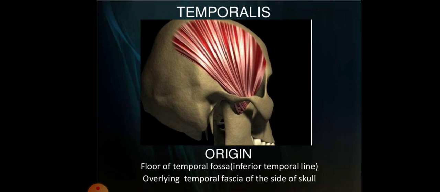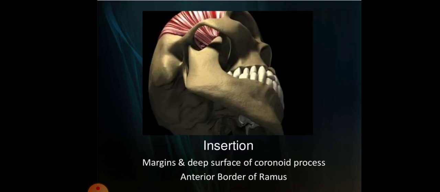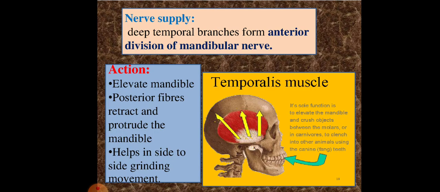It arises from the floor of the temporal fossa and the inferior temporal line, overlying the temporal fascia on the side of the skull. The insertion is on the margins and deep surface of the coronoid process and the anterior border of the ramus of the mandible. The nerve supply is the same, by the anterior division of the mandibular nerve, and the action is elevation of the mandible. The posterior fibers retract and protrude the mandible. It also helps in side to side chewing movement.